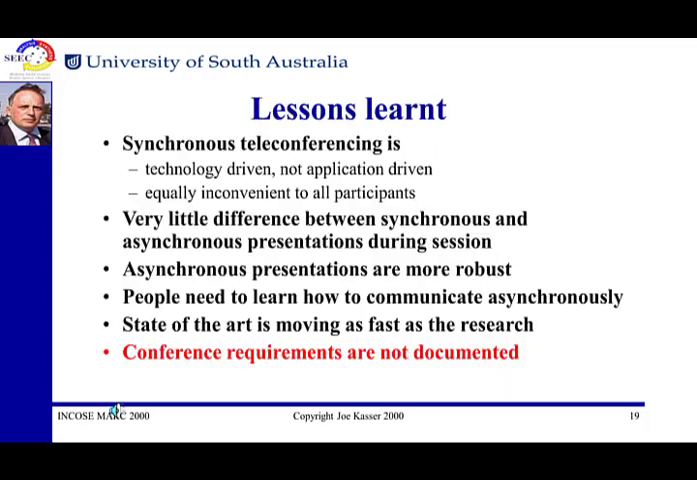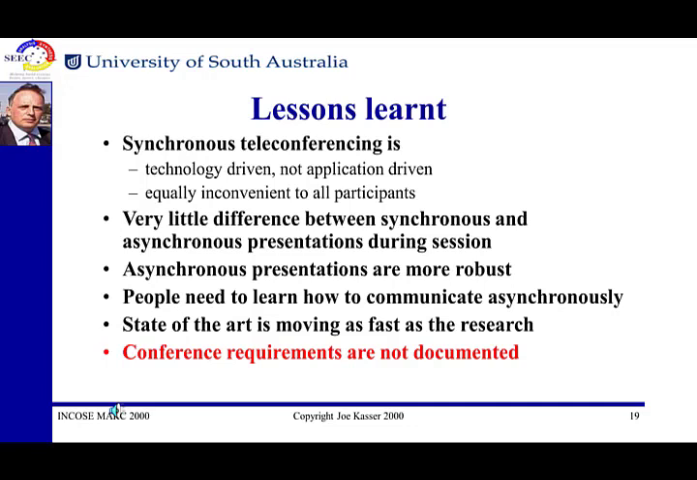I don't know. The lesson learned from the conference perspective is that synchronous teleconference is technology-driven, not application-driven. The vendors are trying to sell us technology, but nobody really knows what the requirements are. And if it's synchronous, it's equally inconvenient to all participants. Getting up at 4 o'clock in the morning to make a 6 o'clock presentation is for the birds. There's very little difference between synchronous and asynchronous presentations during the session. When the lights went down, did it matter if I was here making the presentation or not? It's only when you get to the question and answer part that you need synchronous presentations.